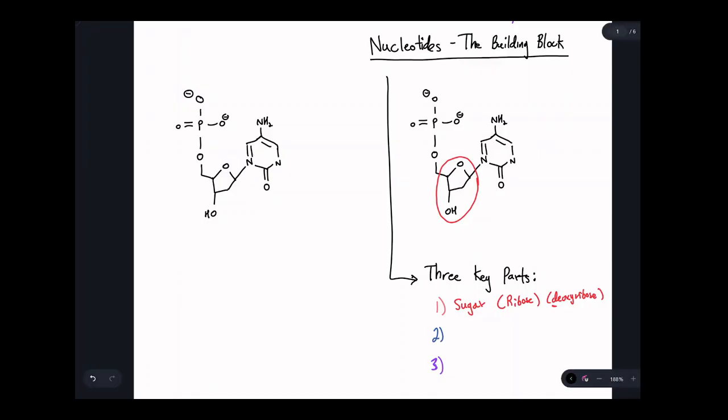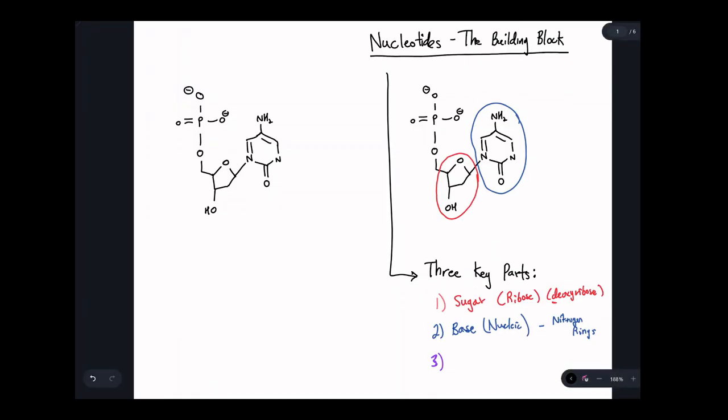The second part is the base, or the nucleic base. Right here, we see it connected to the sugar, and this is going to be a very important piece of information. You'll notice that they always tend to be nitrogen rings, and it is absolutely going to be important to memorize their structures. We'll talk about easier ways to make that less pure memorization and more patterns in a bit.